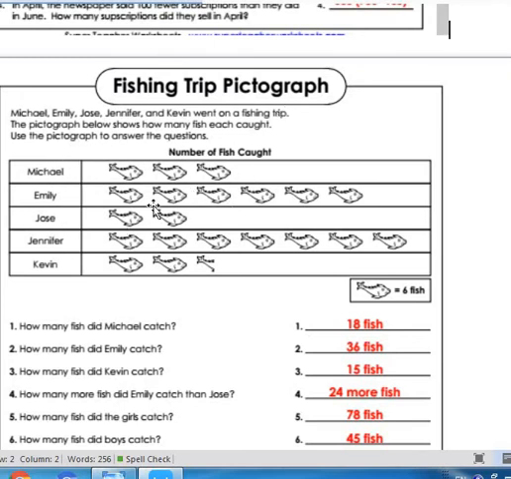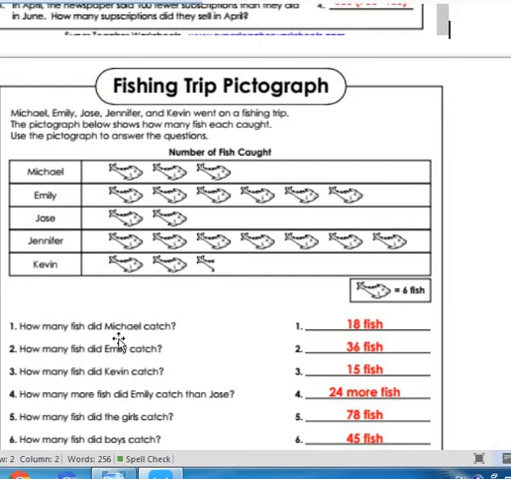I have here the graph, and I have Michael, Emily, Joyce, Jennifer, and Kevin. Okay, this is very important to know what we have here, the key of the graph. Don't forget that you have a key for this graph. Picto means picture. For each picture here, it's equal to 6 fish. I'm not going to say 1 fish equals 6 fish. No. Each picture equals 6 fish. This is important.